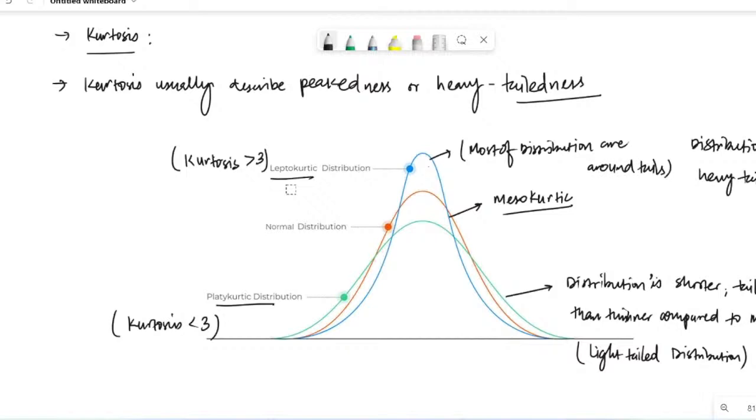This will have to do with the tails. Yes, 3 is related to your Z score actually. We call that kurtosis, which is particularly called your standardized fourth moment. That's why we take greater than 3 or smaller than 3. So it's related to your Z score.